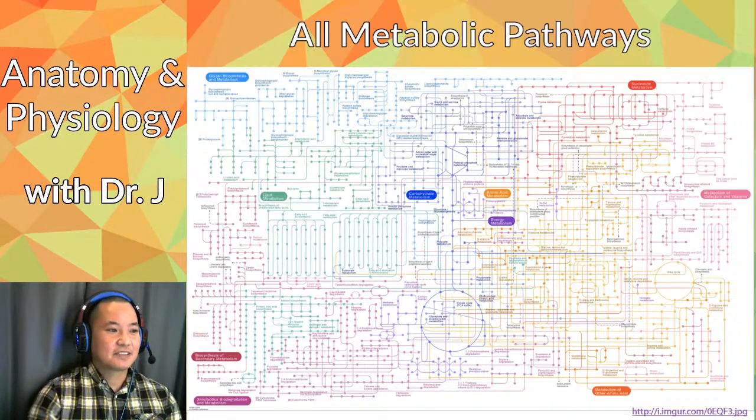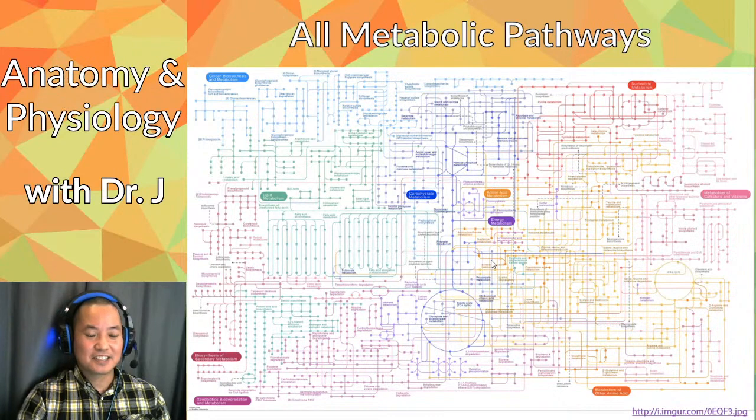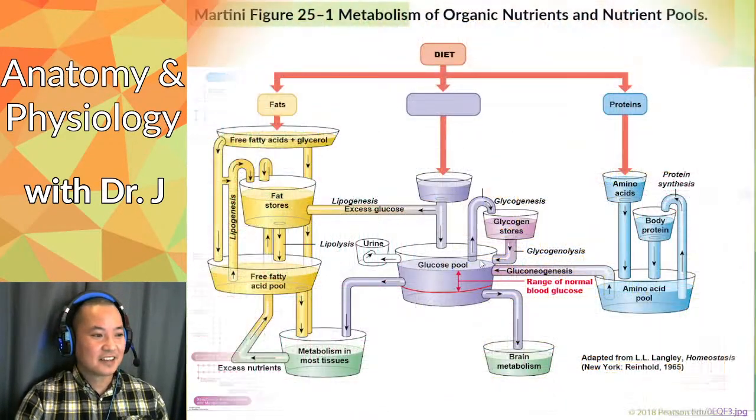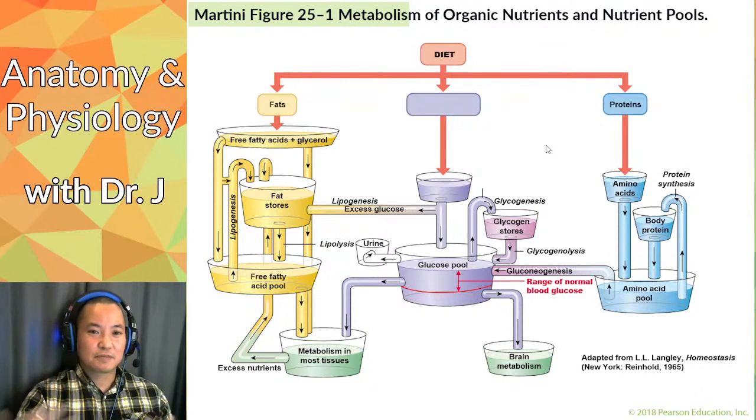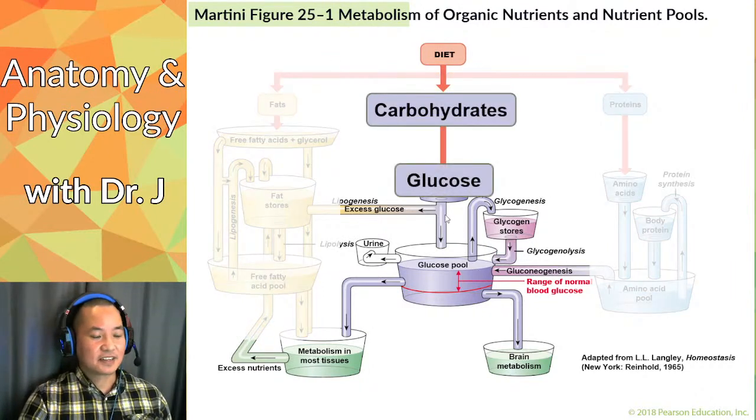Back to business. Let's talk about metabolic pathways. Each node is some sort of chemical. Each line describes a chemical reaction. This is Martine's version of representing metabolism, but in a less complex fashion. What we have here are the 3 major types of macronutrients and how they're broken down and converted into usable sources for metabolism. Today we're going to talk about carbohydrates and glucose.